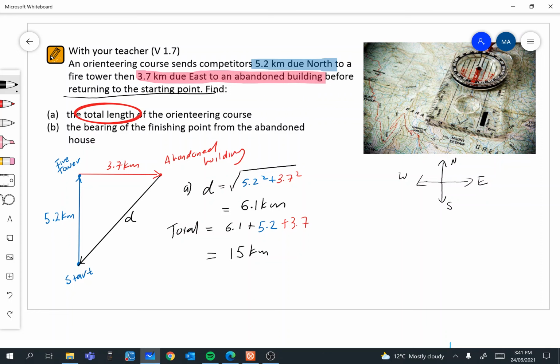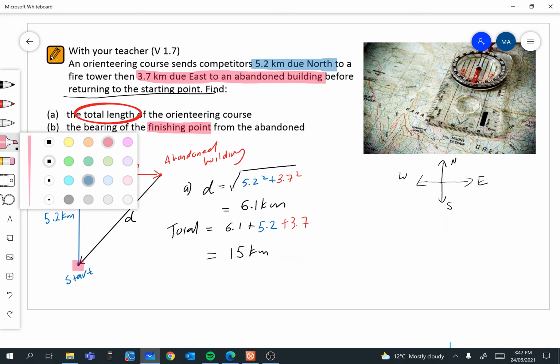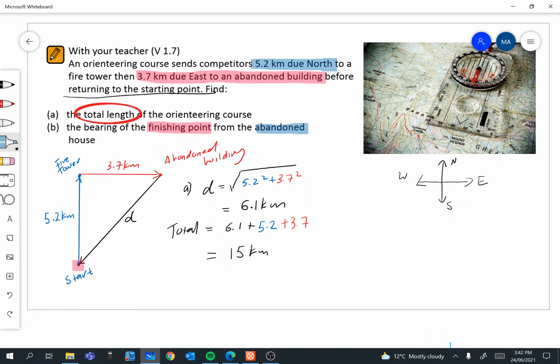Now we're going to have a go at part B. In this one, we're asked to find the bearing of the finishing point from the abandoned house. So that's the finishing point, which is the same as the starting point, back over here. And this abandoned house, or they say abandoned house, they've said abandoned building before. I think that's meant to be the same place, over here, right?